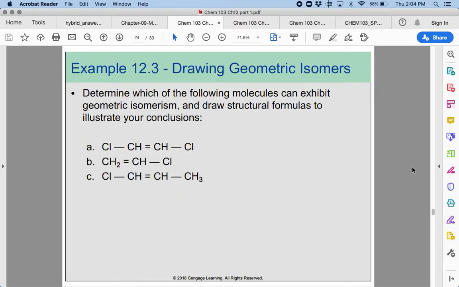Which of the following molecules can exhibit geometric isomerization? Now, these are slightly condensed. It's hard to see where the H's are. I would encourage you to go ahead and draw each of these out in their fully expanded Lewis structure to be able to determine which ones have geometric isomerization going on. I'll pause the video here. I encourage you to stop and draw out these Lewis structures and figure it out for yourself.